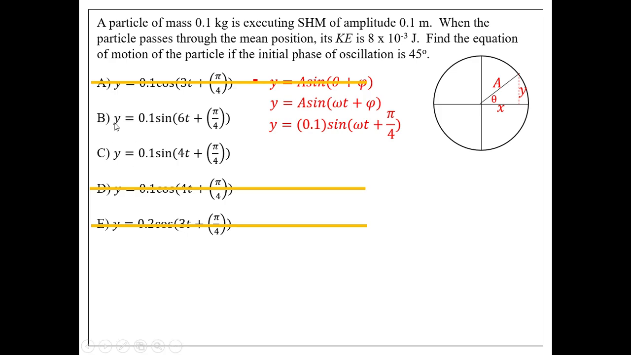And I'm going to leave B and C for now because both of these have the right amplitude in the front, which is 0.1. Both of these have a sine function. Both of these have the same phase shift, right? Pi over 4 and pi over 4. So really the only thing that I need to differentiate is just this omega, because A sine omega t. Well, omega here is 6, and then omega in this statement is 4. So how do I know what the omega is? Well, that's easy. Just use the information given.